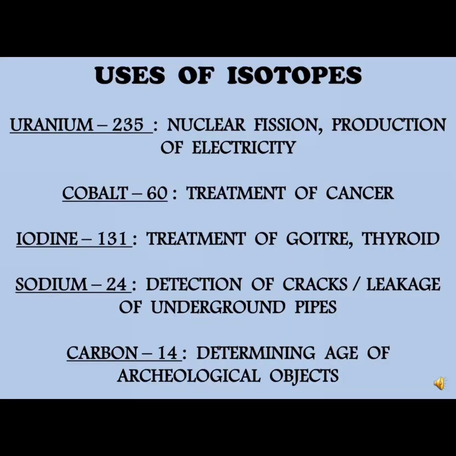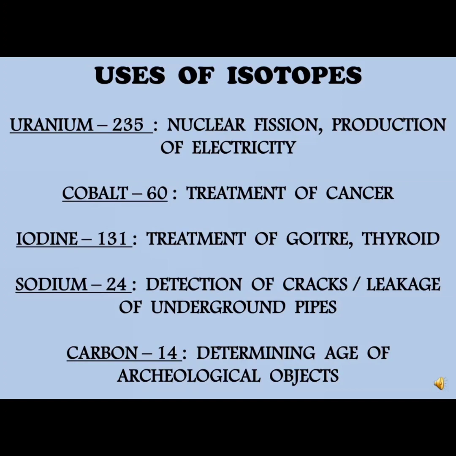Now, what is the importance of isotopes? Why are these isotopes so very important that we have to learn about them? That is because isotopes have very special properties. They are very, very powerful, and they are used for a number of things. For example, uranium-235 is an isotope which is used in nuclear fission.